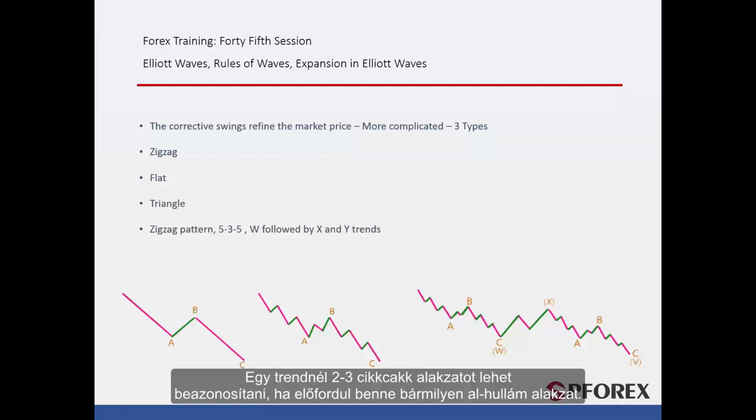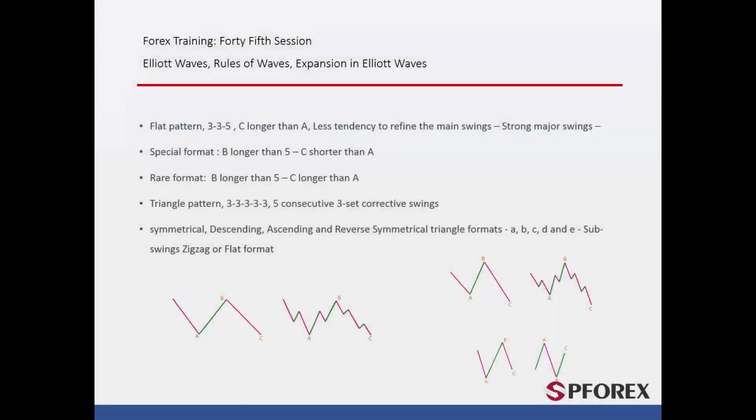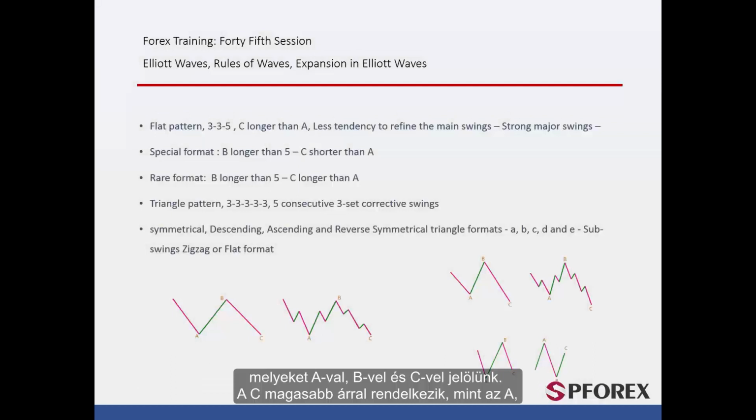2 or 3 zigzag patterns can be detected in a trend if there is a sub-swing pattern. The first trend is W followed by X and Y trends. Flat is another type of corrective swing, 3-3-5, in which swings are named A, B and C. C has a higher price than A, which shows less tendency to refine the main swings.